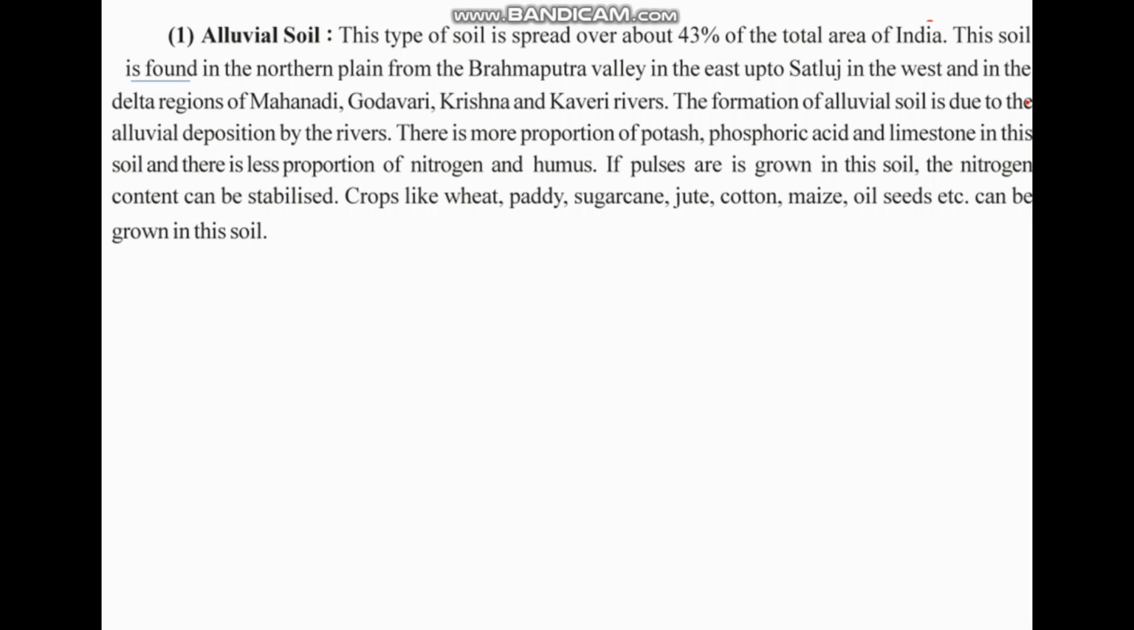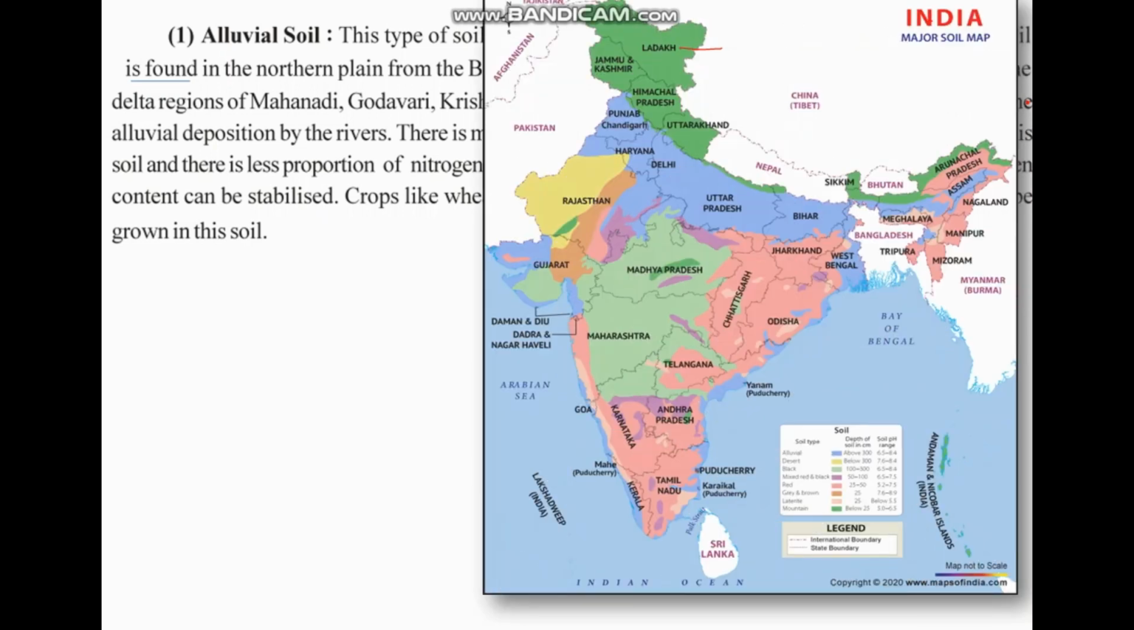Alluvial soil. This type of soil is spread over 43 percent of the total area. So it is available in 43% of the total area in India. This soil is found in the north of Brahmaputra valley. See, it is found in the north of Brahmaputra.